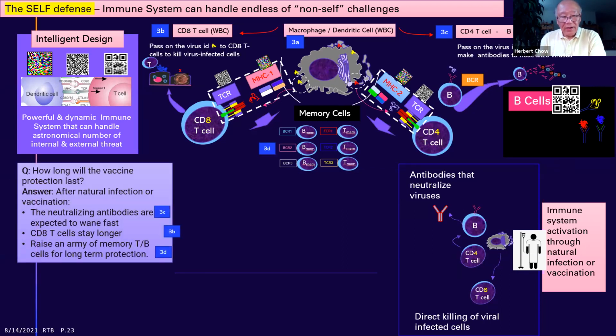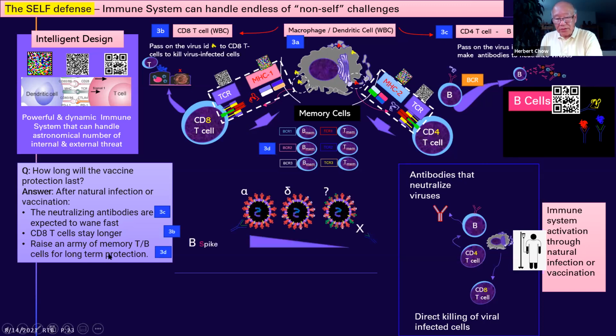So it gets to the point: how long will your vaccine memory last? The natural antibodies are expected to wane fast because you don't want a lot of these things hanging around, right? To conserve energy in your body, you raise the antibody, get rid of the viruses, and then you shut down the fire and let the body rest. The T and B cells also get shut down, but they stay longer, for years, all right? And these will become your long-term protectors. So this is how it works.